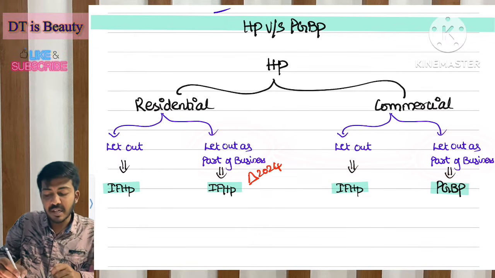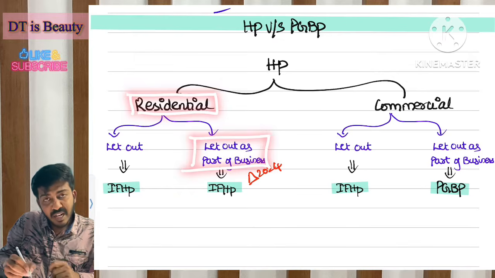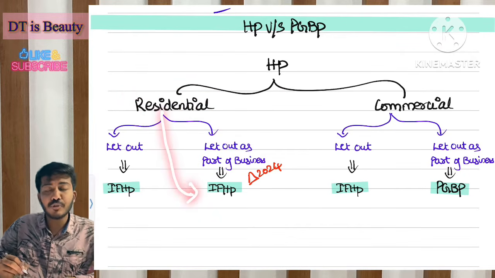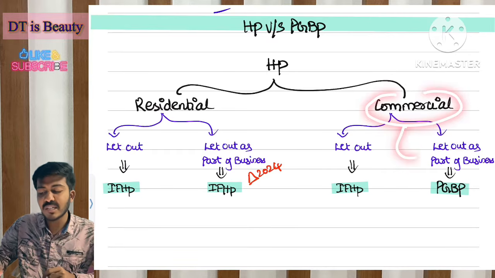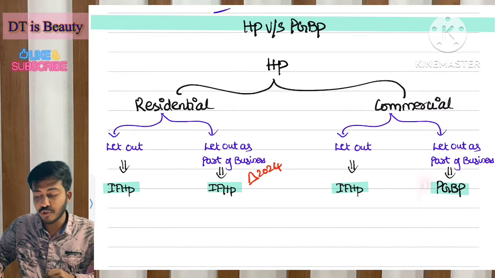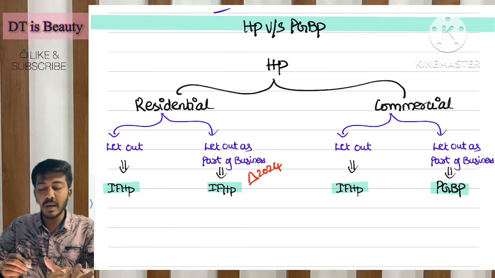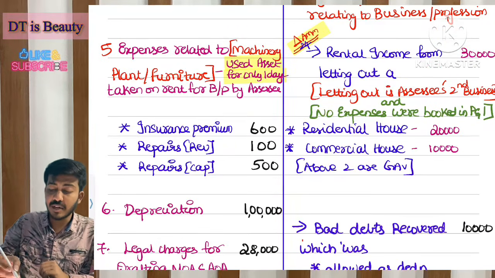The amendment here is, if a residential house property is let out, even if it is your business to let out, still a residential house property should go for IFHP. Only a commercial house property which is let out as a part of business should go for PGBP. This is a very important amendment which can be expected in the exam. So I have given a question related to this.